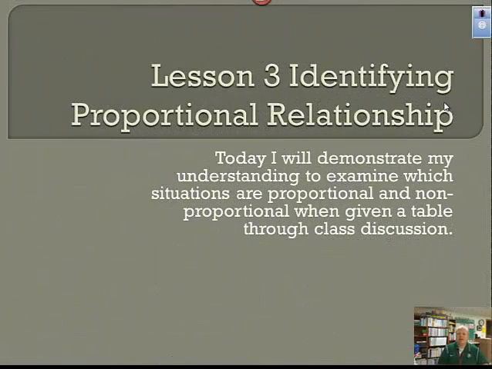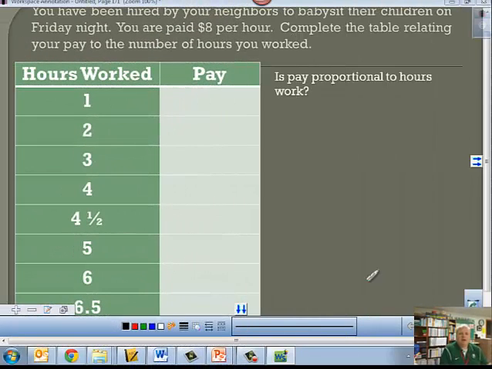The objective today. Today I will demonstrate my understanding to examine which situations are proportional and non-proportional when given a table through class discussion. Let's go ahead and look at our first problem.